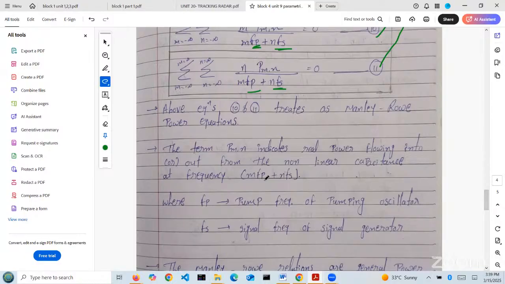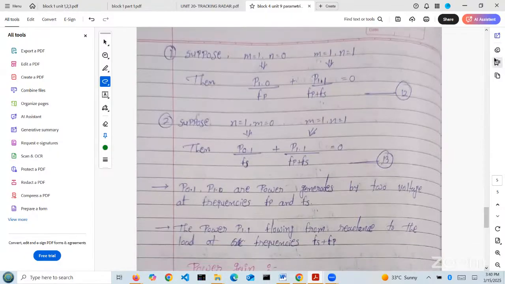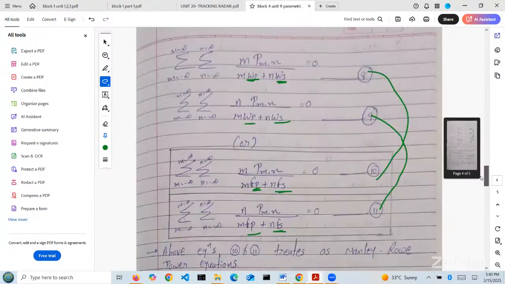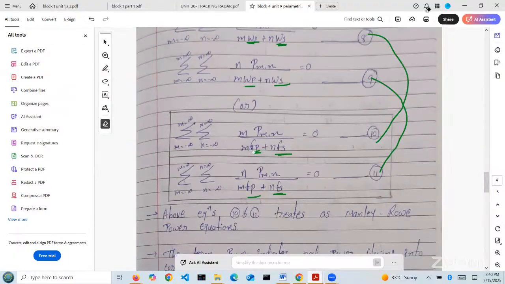With the two frequencies, I am writing fp and fs. What is fp? The pump frequency for the pumping oscillator. And fs is the signal frequency for the signal generator, or signal oscillator, we will call it. Again, what is our final equation? In this, I will substitute m equal to 1, n equal to 0. I will show how to write that.